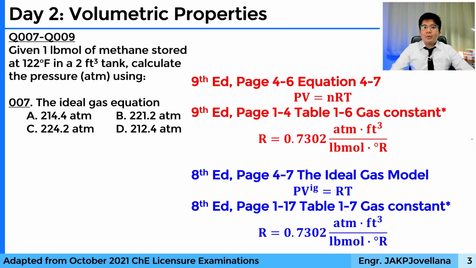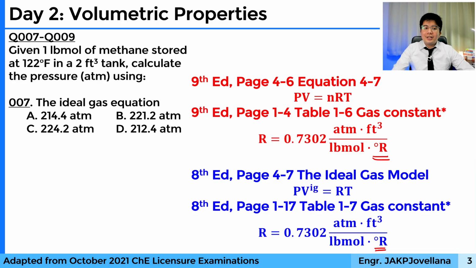Recall that the ideal gas equation is given by PV equals nRT. Since our units are in English units, pound mole, degrees Fahrenheit, and feet cube, and our pressure is in atmosphere, we need to use the value of R that is appropriate for this combination of English units. From both the 9th edition and 8th edition, we need to use the value of R of 0.7302 atmosphere feet cube per pound mole degree Rankine. Be careful that there's a typographical error in our handbook where this degree Rankine is in degrees Fahrenheit. But we need to use the absolute value of temperature in the units of degrees Rankine.